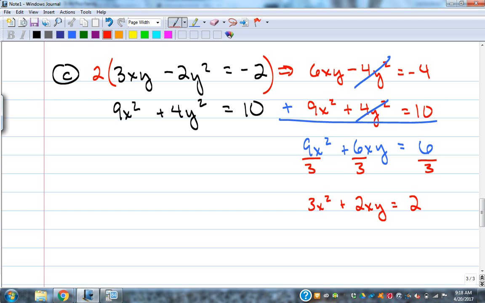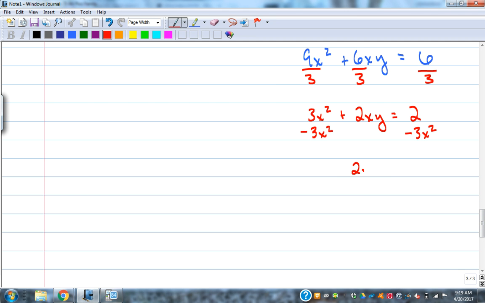Now I'm going to get y by itself, so I'm going to move stuff that doesn't have a y. This 3x squared doesn't have a y, so I'm going to subtract it. That leaves me 2xy is equal to 2 minus 3x squared. Now I want to leave y on that side, so I'm going to divide by 2x. And I'm just going to leave it like that, 2 minus 3x squared over 2x.